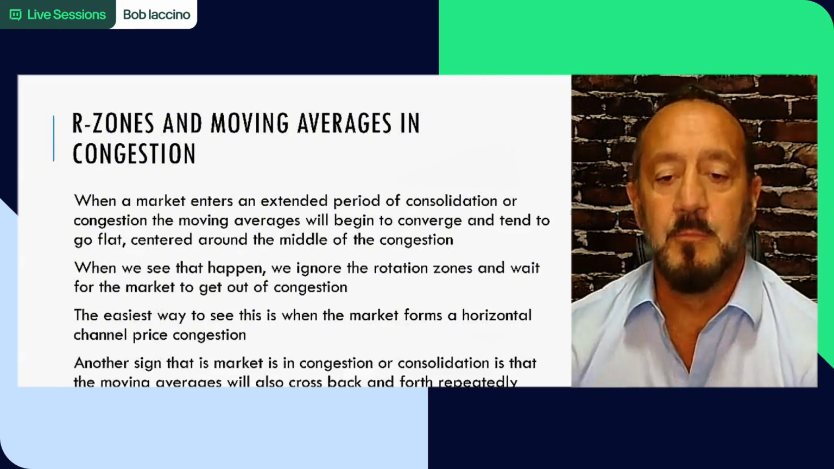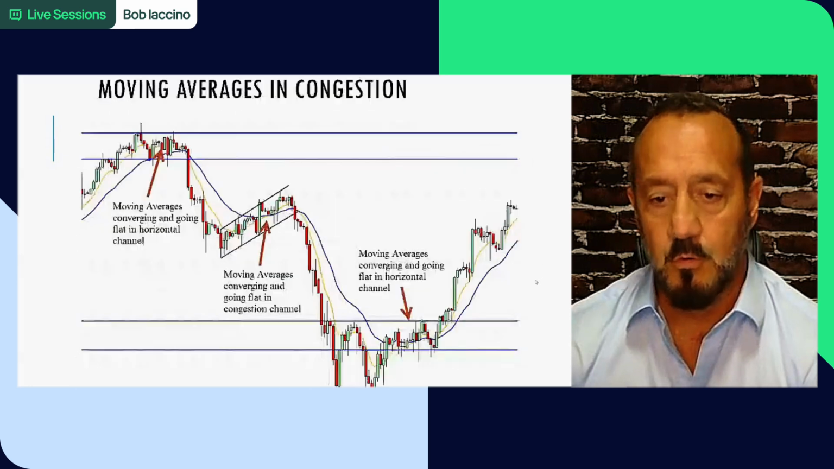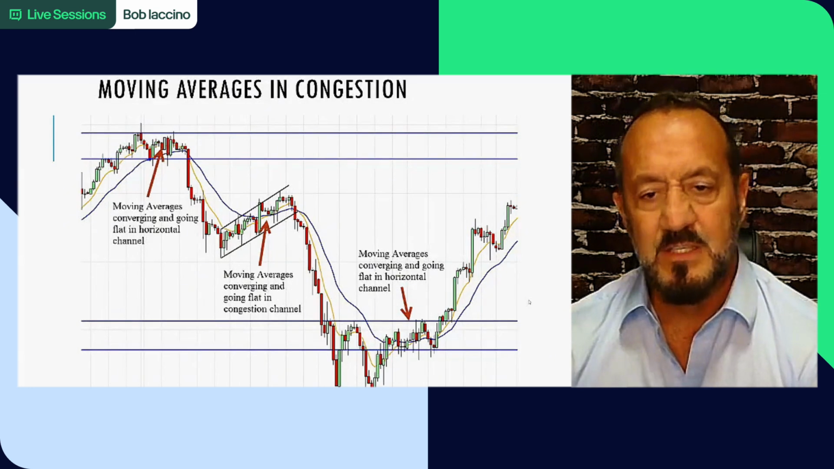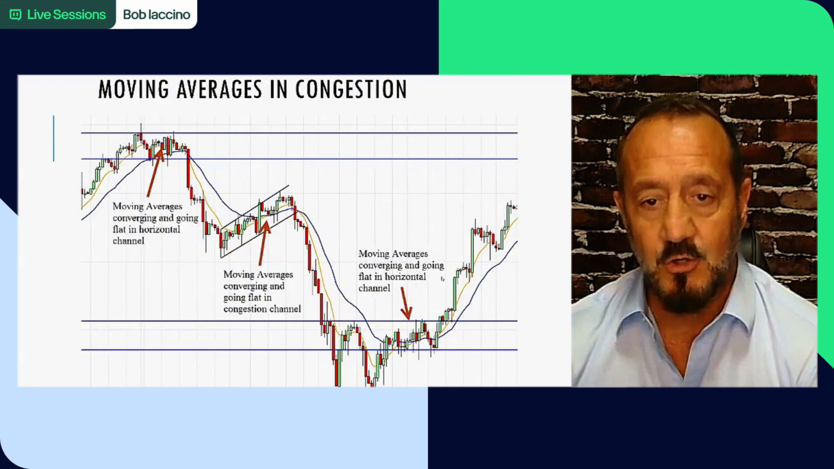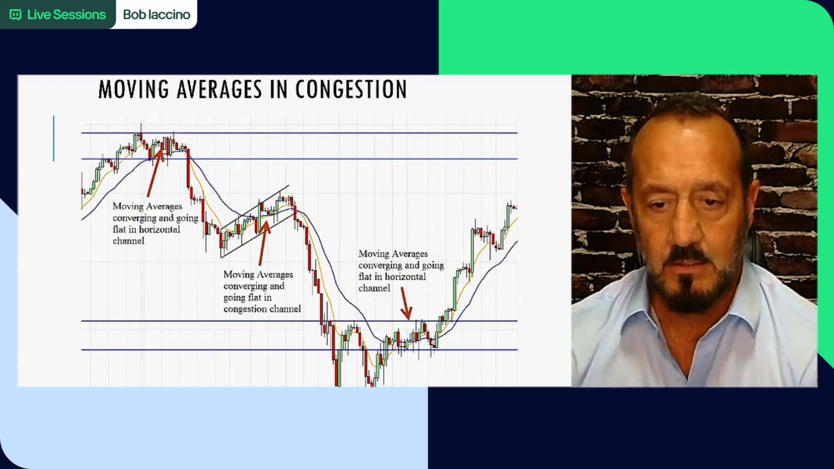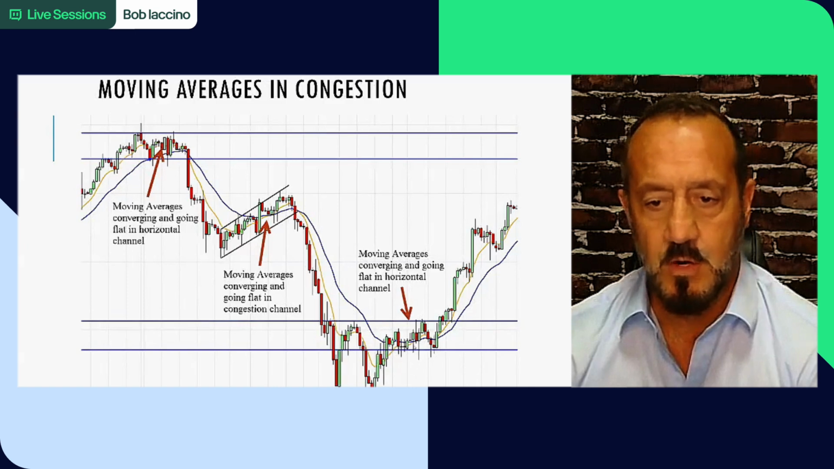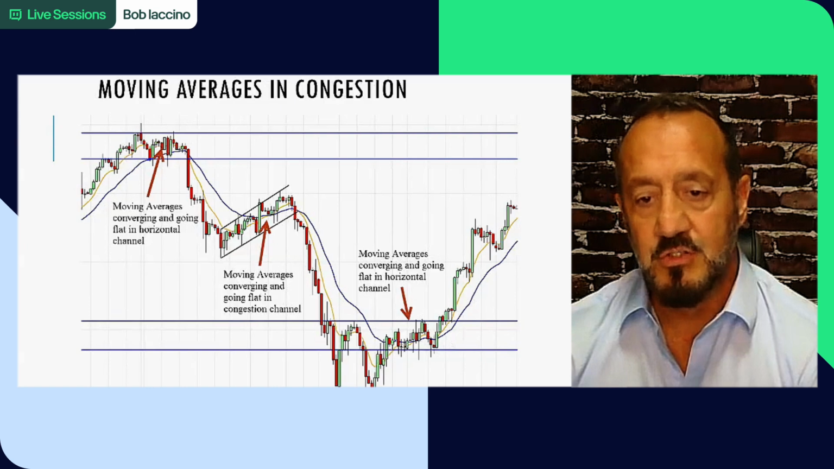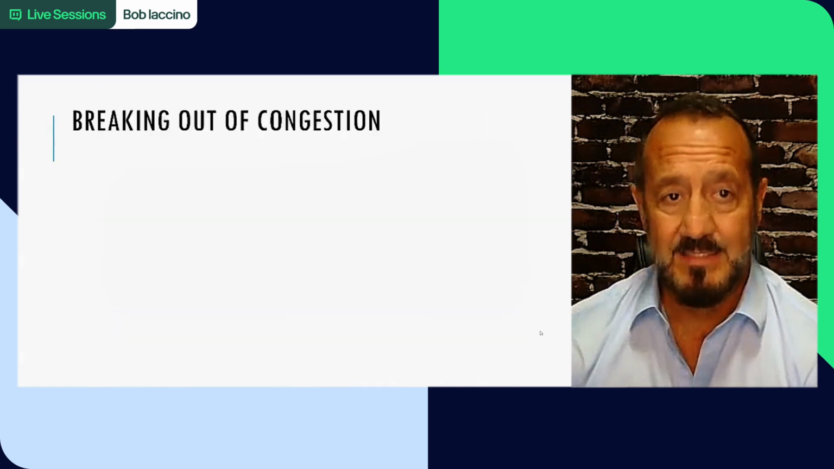Another sign that the market is in congestion or consolidation is that the moving averages will also cross back and forth repeatedly. Look specifically to this area on the right. Moving averages converging and going flat in a horizontal channel. We don't pay attention here at all to the rotation zone. You can see it cross twice. Price action was just kind of back and forth, and the rotation zone existed in the middle of the price action. That's when we don't pay attention.